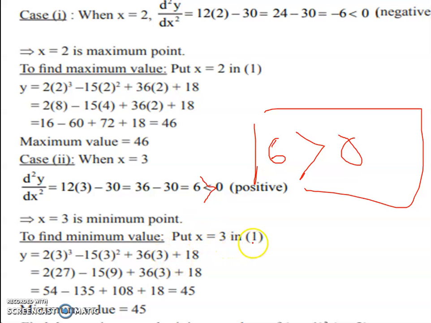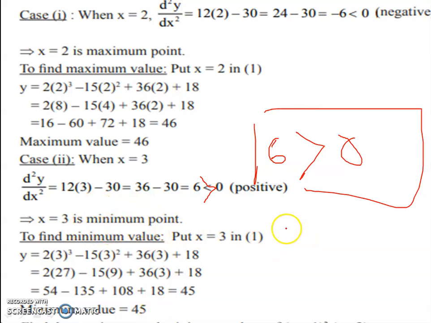We have to put x is equal to 3 in equation number 1. What is equation 1? 2x cube minus 15x square plus 36x plus 18. We have to put x as 3. 3 cube is 27, 3 square is 9, 3 remains the same, 18. Simplification: 27 into 2 is 54, 15 into 9 is 135, 36 into 3 is 108, 18 remains the same. The answer is 45, the minimum value is 45. So at the point x is equal to 3 and y is equal to 45, the function is minimum.